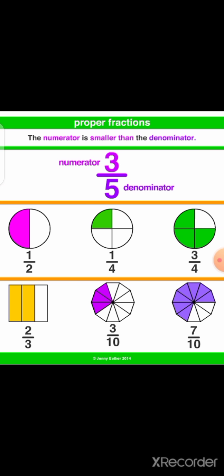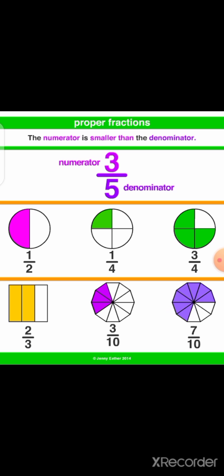Now, what are proper fractions? Very good. In proper fractions, numerator is smaller than the denominator. These fractions are called proper fractions. Here are different examples for you. 1 over 2, 1 over 4. 1 over 4 is also called 1 quarter. 3 over 4 is also called 3 fourth.